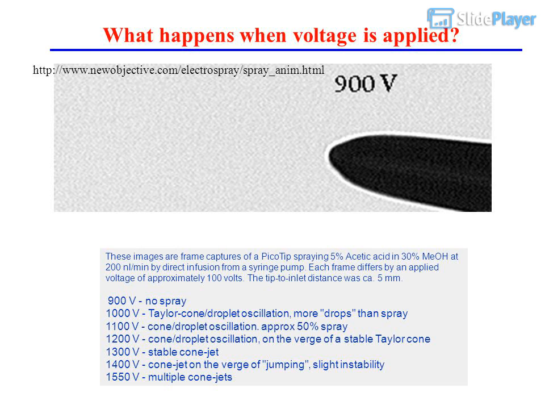5 mm. 900 V, no spray. 1000 V, Taylor cone/droplet oscillation, more drops than spray. 1100 V, cone/droplet oscillation, approximately 50% spray. 1200 V, cone/droplet oscillation, on the verge of a stable Taylor cone. 1300 V, stable cone jet. 1400 V, cone jet on the verge of jumping, slight instability. 1550 V, multiple cone jets.